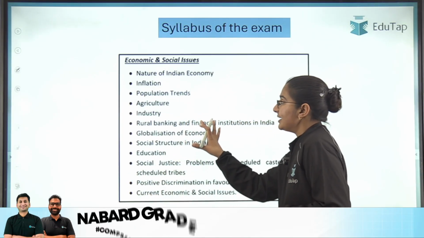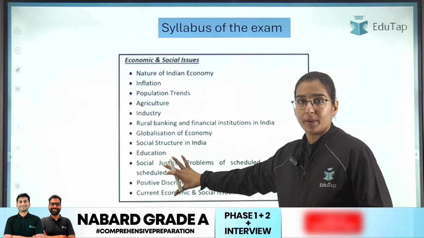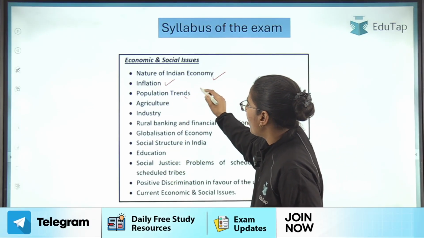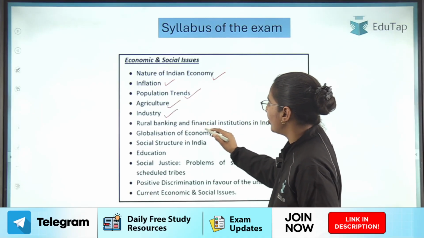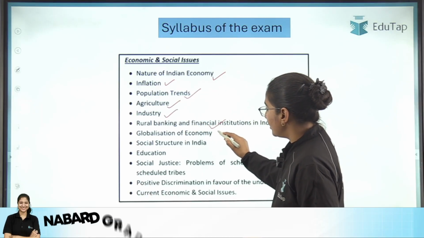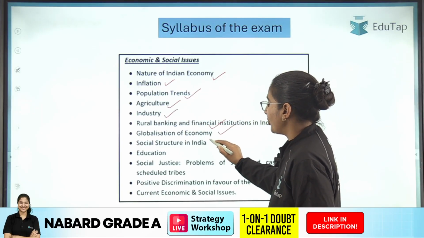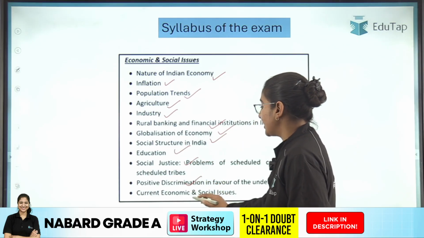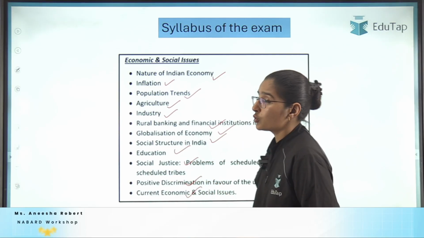ARD. So in the ESI, these are the topics which you have to prepare for the phase 2 examination: nature of Indian economy, inflation, population trends, agriculture, industry, rural banking and financial institutions, globalization of economy, social structure, education, social justice, positive discrimination and current economic and social issues.